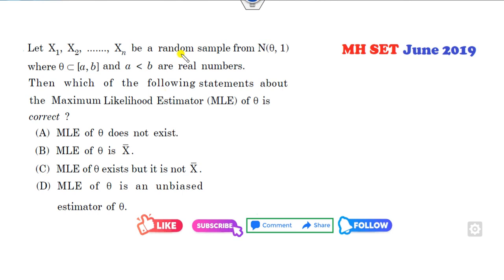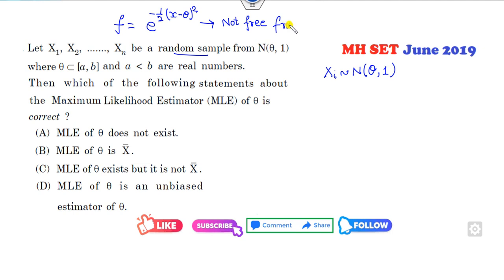Okay, xi's are my random samples obtained from the normal distribution theta comma 1. So again, what is the PDF of this? e raised to the power minus half (x minus theta) squared. Again you can see it is not free from theta. So what does it mean? We will get a unique MLE. Again, how can you maximize this? When will it be maximum? When this will be maximum.